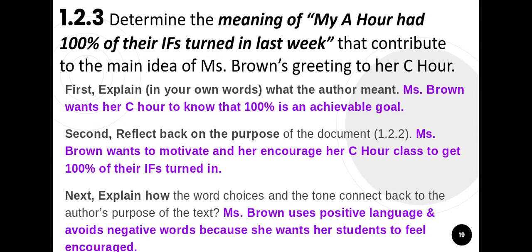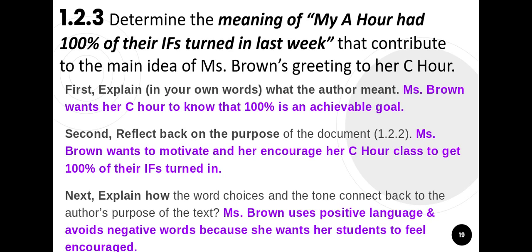So let's go through those steps of how we would determine the meaning of this phrase in a primary source document. So first, I need to explain in my own words, what did Miss Brown mean when she said my A hour had 100% of their IFs turned in? I am not going to quote the document, and if I only just simply plug in some synonyms for it, that's not quite what we're looking for. I'm trying to determine the meaning. What did she mean when she said that?